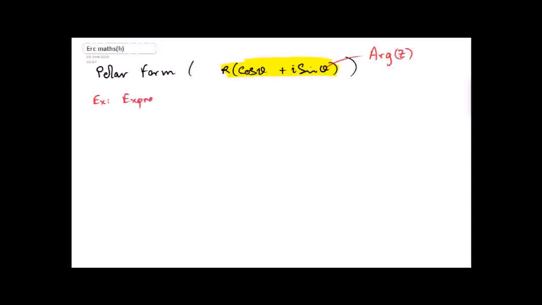Express minus 1 plus i in polar form. Okay? Now, an Argand diagram. Isn't an Argand diagram exactly like an x and y axis, except the x-axis is now the real axis and the y-axis is now the imaginary axis? Okay, so we've just literally swapped our labels.